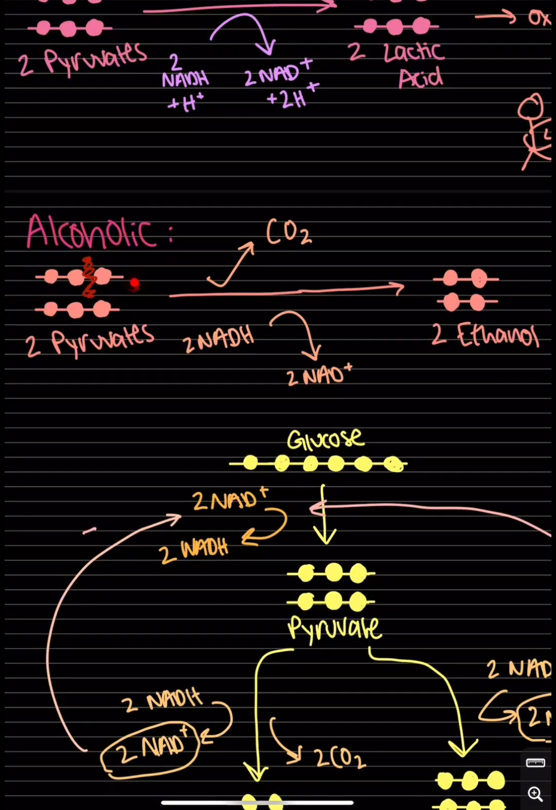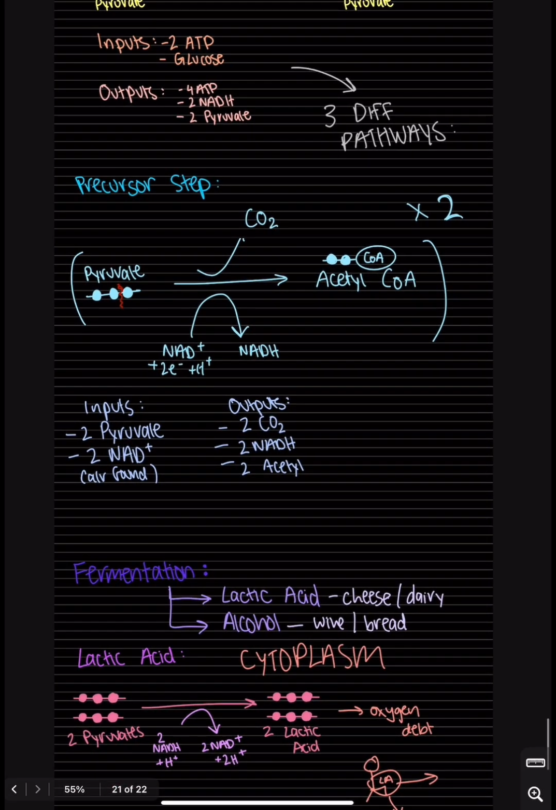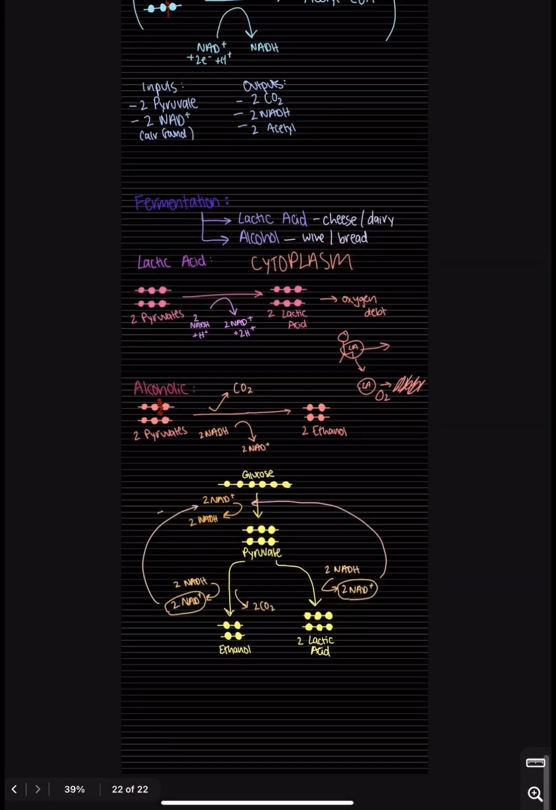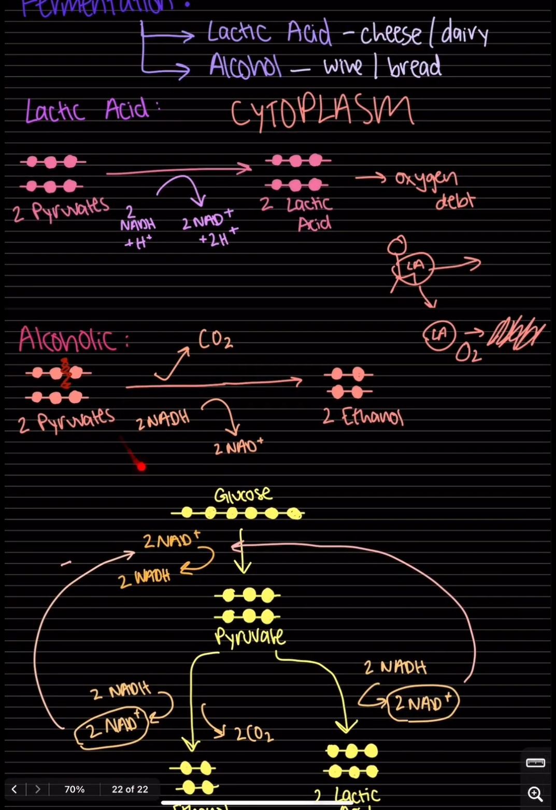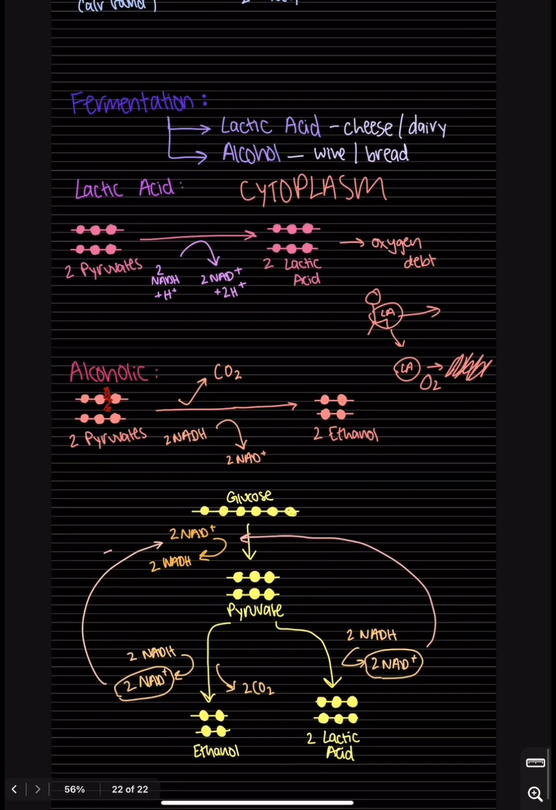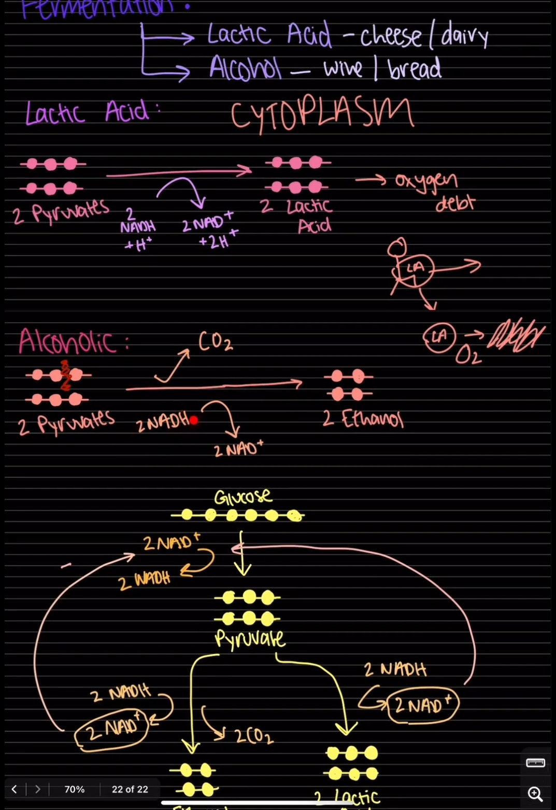And then this one carbon is going to get released as carbon dioxide, just how I showed you in the precursor step, remember? It's going to happen again in alcoholic fermentation, and then it's going to leave off as ethanol. And the NADH from glycolysis, remember, is going to be broken down into NAD+. And then this NAD+ is sent back to glycolysis, and it regenerates the whole cycle. And then we're left with ethanol.